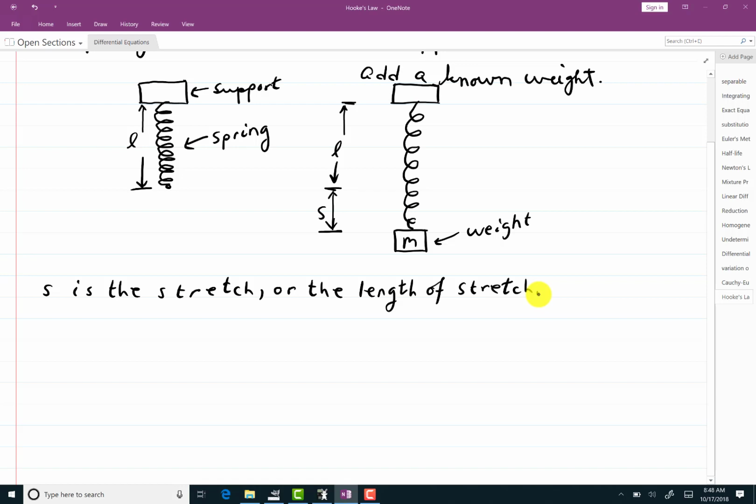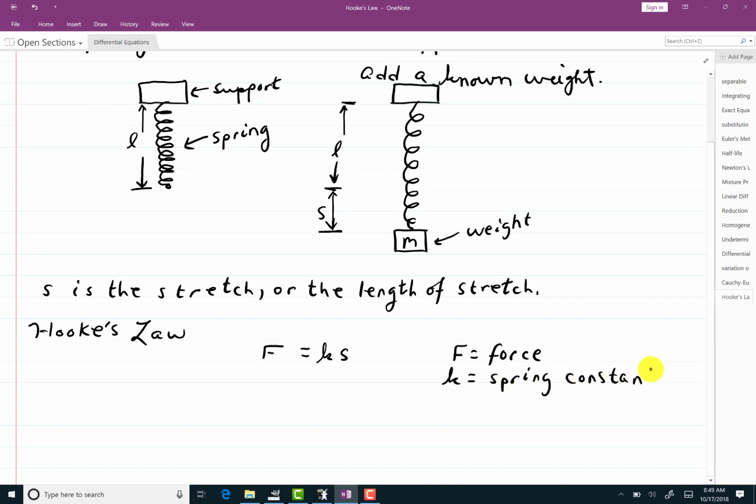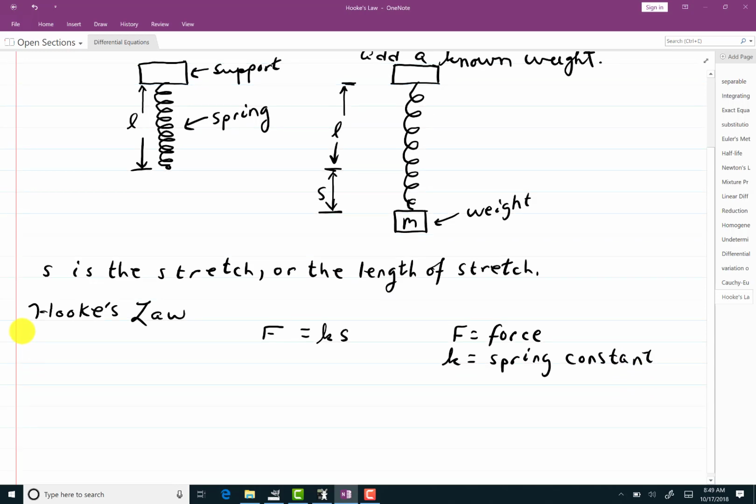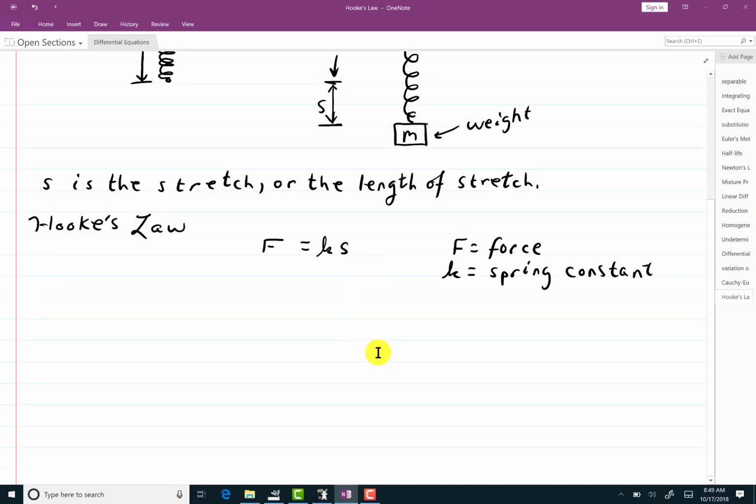And part of Hooke's law says this. That tells me that the force equals some constant times S. F is for force. K is a constant. In fact, it's referred to as the spring constant. And S is the stretch.